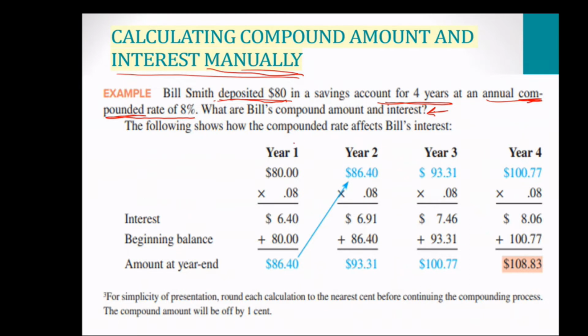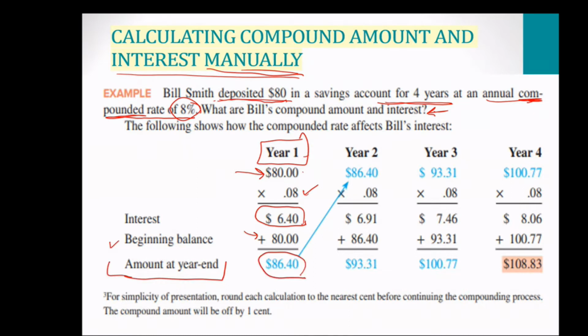Let's take it. This is the first year. This $80 for the first year times the interest rate of 8%, so times 0.08. What's the simple interest in this case for $80 for 1 year? $6.4. If I add it to the $80 at the beginning of the balance, it will be $86.4 at the end of the first year.